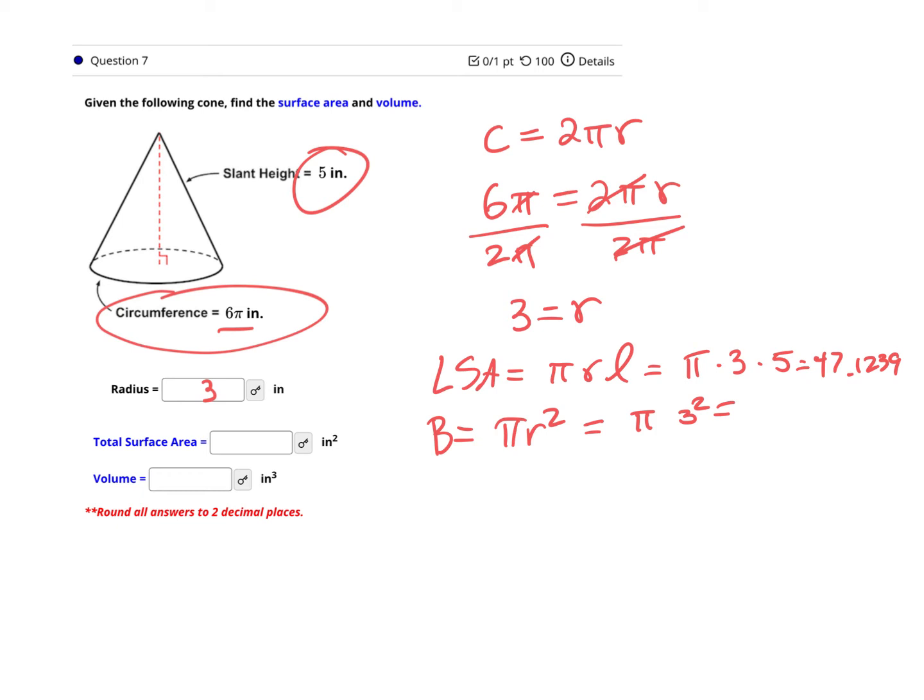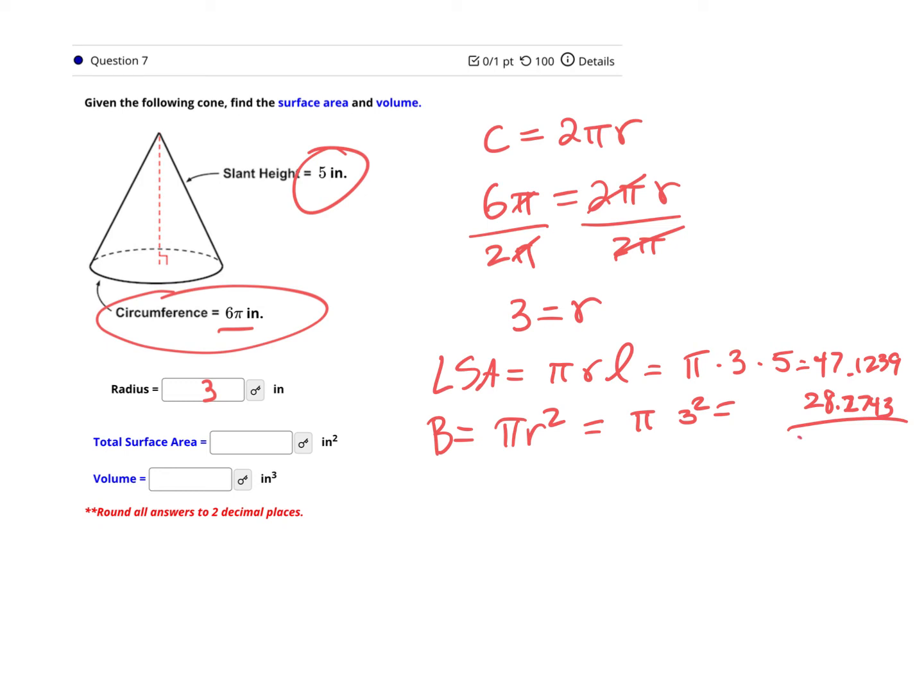Okay, now to find the area of the base, it's just pi times the radius squared. So 3 squared is 9 times pi, and that's going to give me 28.2743. Then I just need to add those two together.